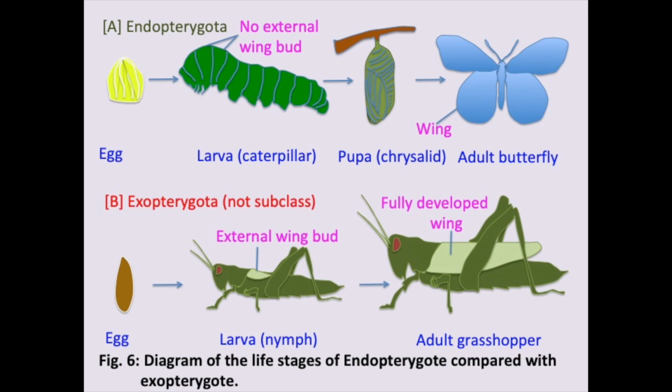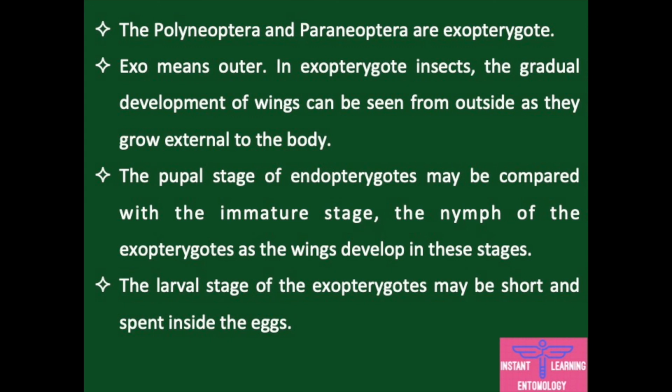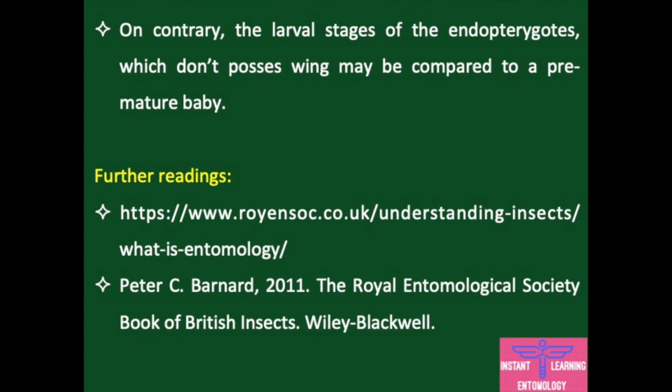Exo means outer. In exopterygote insects, the gradual development of wings can be seen from the outside as they grow external to the body. The pupal stage of endopterygotes may be compared with the immature stage, the nymph, of the exopterygotes, as the wings develop in these stages. The larval stage of the exopterygotes may be short and spent inside the eggs. On the contrary, the larval stage of the endopterygotes, which doesn't possess wings, may be compared to a premature baby.